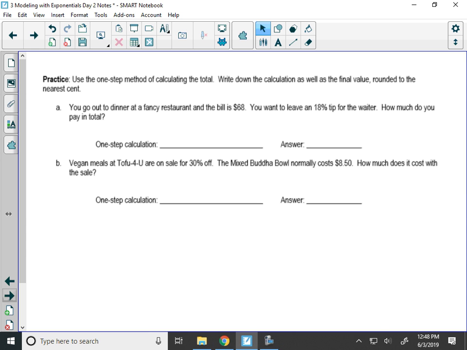You go out to dinner at a fancy restaurant and the bill is $68. You want to leave an 18% tip for the waiter. How much in total do you pay? So with your bill and the tip. So here's our one-step calculation.